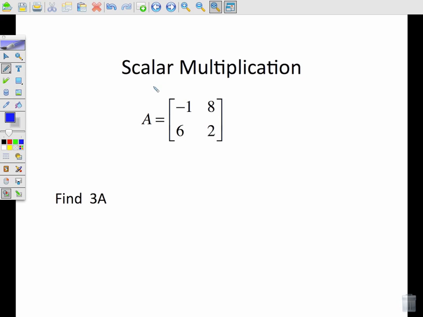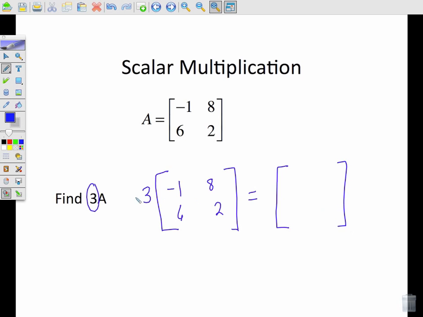All right, the next thing that we're going to look at is scalar multiplication. For scalar multiplication, you just have the scalar, the constant 3, on the outside of your matrix. And to multiply by a scalar, it's like the distributive property. You're going to multiply all 4 elements of the matrix by that 3. So -3, 24, 18, and 6. And that would be your result of the product.